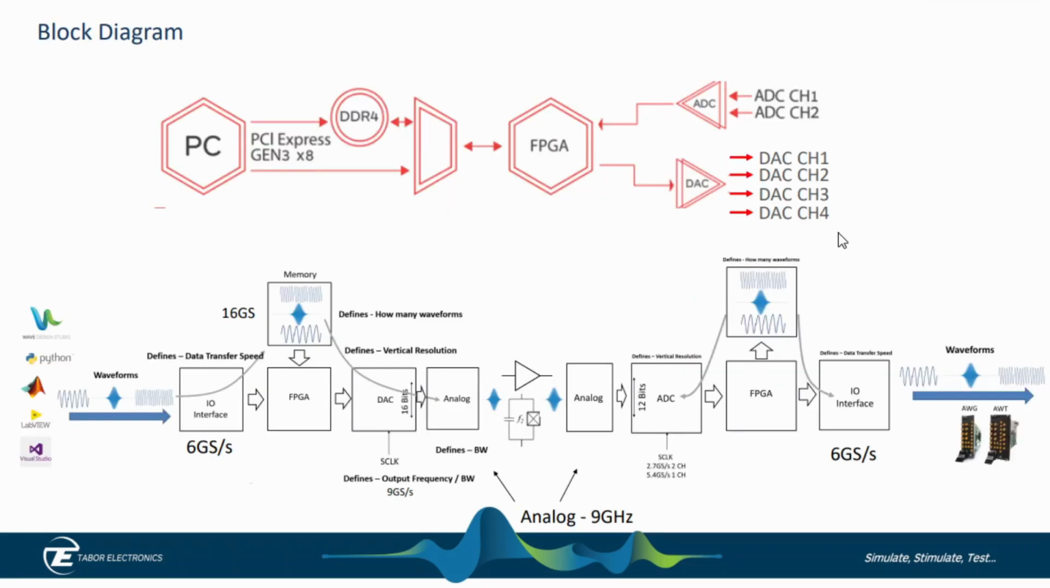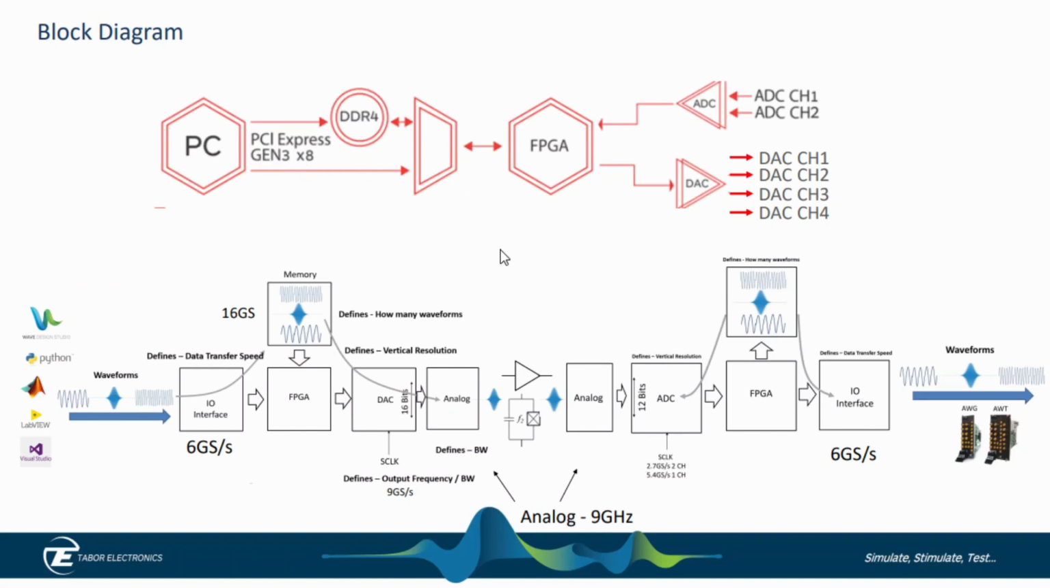This is the architecture of each module. So here at the top, you can see that we have 4 digital to analog converters and we have 2 analog to digital converters. We can clock these up to 9 gigasamples per second, and we can clock these two at 2.7 gigasamples each, or just have one running at 5.4 gigasamples. The FPGA is the heart of the system. This is where we do all the management of the waveforms, and this is where you can also program it using our decision block feature. And then we have the PCIe, or the data transfer mechanism, which is a PCI Express Gen 3.